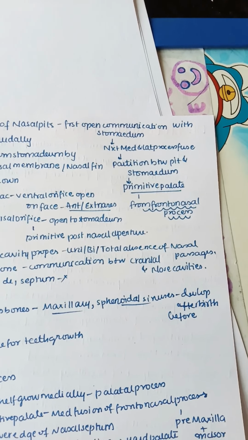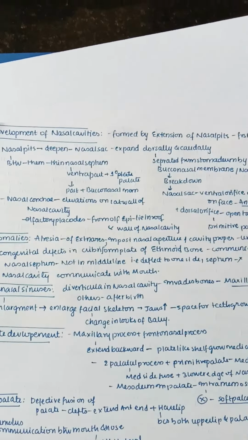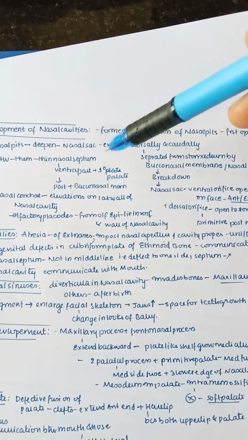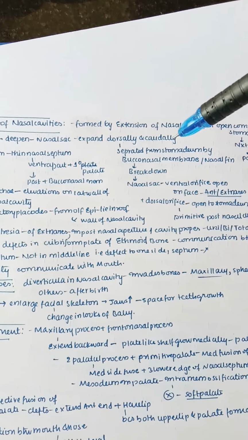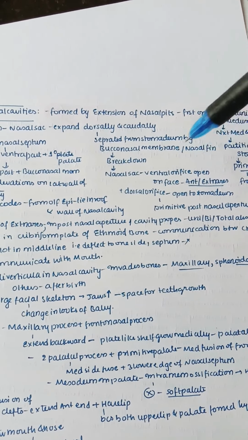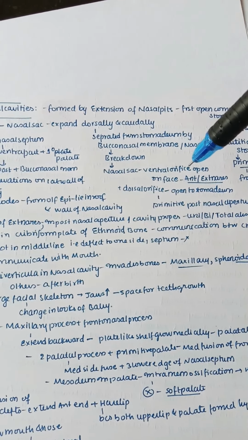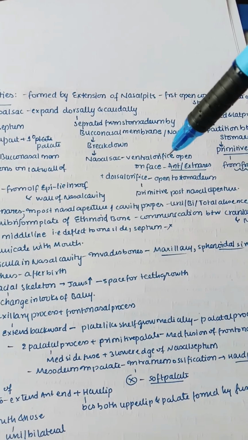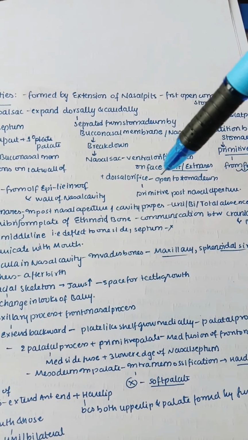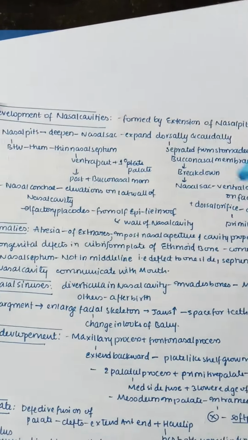The primitive palate mainly forms from the frontonasal process, that is, the medial nasal processes fuse together and form the primitive palate. Next the nasal pits deepen and form the nasal sac, which expands dorsally and also caudally, and it is separated from the stomodeum mainly by the bucco-nasal membrane, also known as the nasal fin, and it breaks down later. The nasal sac's ventral orifice opens on the face, forming the anterior or external nares, along with the dorsal orifice opening to the stomodeum, and it forms a primitive posterior nasal aperture.